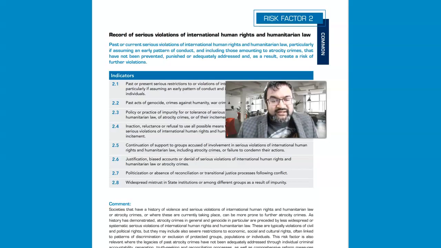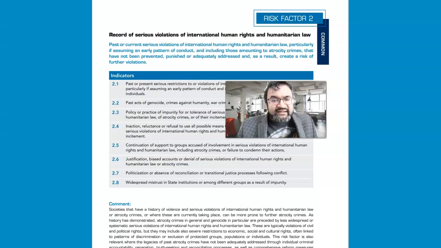Number 5 is continuation of support to groups accused of involvement in serious violations of international human rights and humanitarian law. And then number 6 is justification, biased accounts or denial of serious violations of international human rights law. And then number 7 is politicization or absence of reconciliation or transitional justice processes following conflict. And then number 8 is widespread mistrust in state institutions or among different groups as a result of impunity.